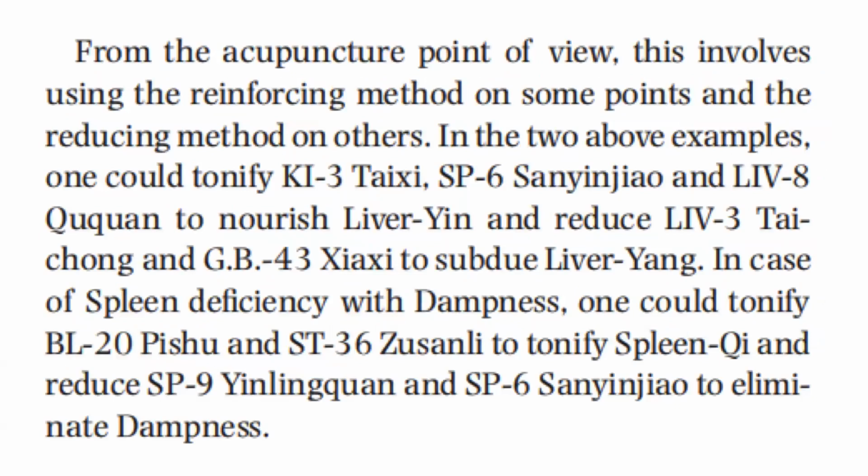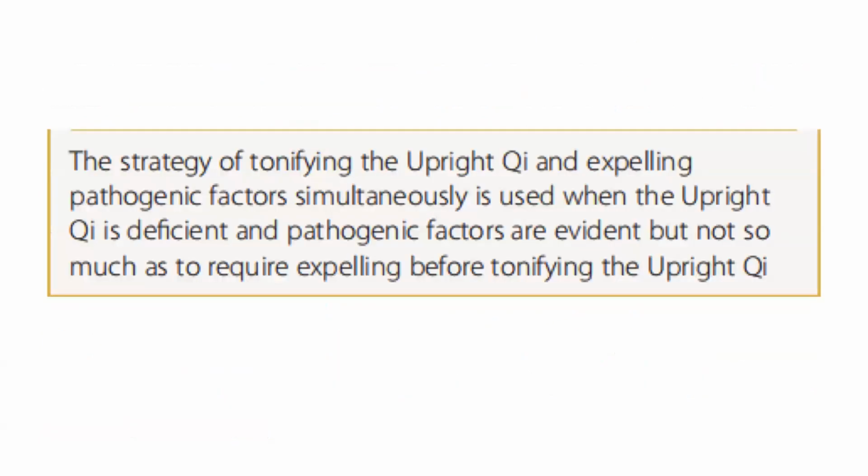From the acupuncture point of view, this involves using reinforcing method on some points and reducing method on others. In the two above examples, one could tonify Kidney 3, Spleen 6, Liver 8 to nourish liver yin, and reduce Liver 3 and GB 43 to subdue liver yang. In case of spleen deficiency with dampness, one could tonify Bladder 20 and Stomach 36 to tonify spleen qi and reduce Spleen 9 and Spleen 6 to eliminate dampness.